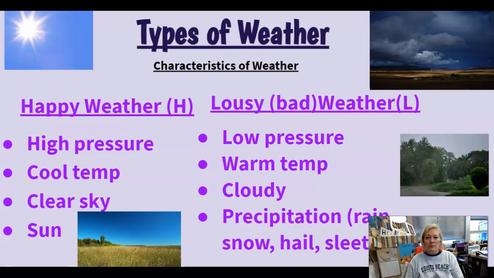Starting at the top of your journal notes there, let's put a heading of types of weather and then the characteristics of that weather. So when we're looking at weather, we classify basically as humans. We just say, well, we have good weather or we have bad weather. So we're going to make two columns in our journal. One that says happy weather, and we're going to put an H after it to help us remember H for happy. We're going to make a second column that says lousy weather.